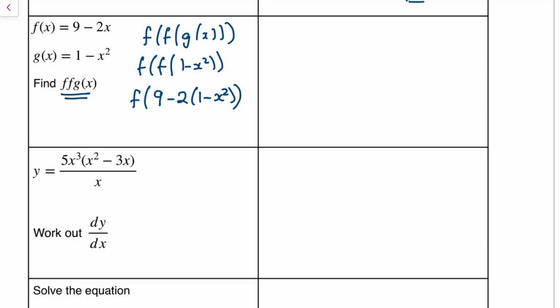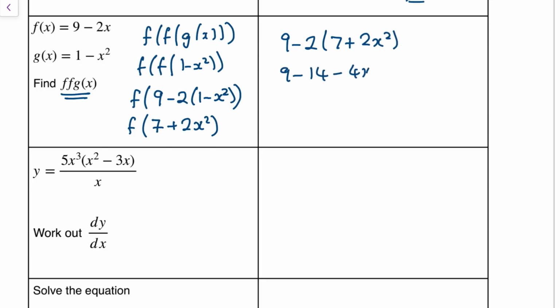Now this sort of nested way of doing it, I have to say, is a bit messy. It's easy to get it wrong, so be careful. Do it in separate bits if you feel more comfortable. But this isn't terrible, so I'm happy to go ahead. So I've got 9 minus 2, which is 7, and minus 2 times minus x squared is plus 2x squared, so it's 7 plus 2x squared. And then I'm doing f to that. So I'm going to do 9 minus 2 times that thing in the brackets, which is 9 minus 14 minus 4x squared, which is going to give me minus 5 minus 4x squared.